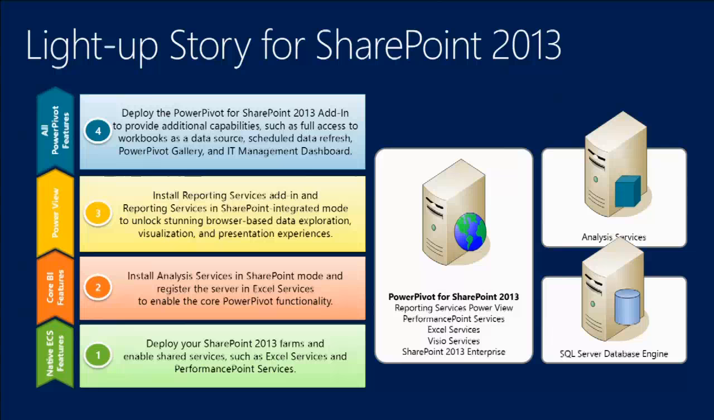So you start at the bottom with a basic SharePoint 2013 farm, and then at level 2, it gets interesting. You deploy your AS server somewhere. It can be on the SharePoint server. There's nothing preventing that. It doesn't have to be anymore. And then you go up. 3 and 4 are interchangeable. You can deploy the add-in first and then Reporting Services, or the other way around. It usually makes sense to deploy them together. If you deploy Reporting Services, why would you not want to deploy the Power Pivot add-in?